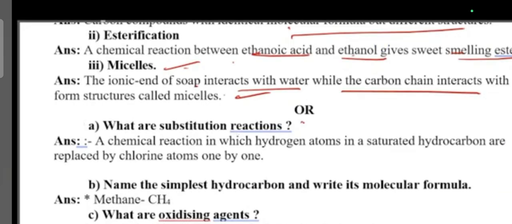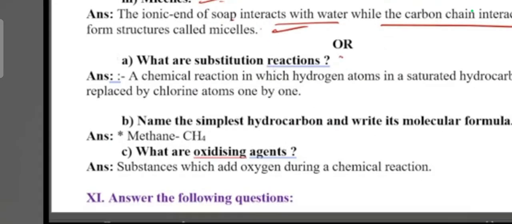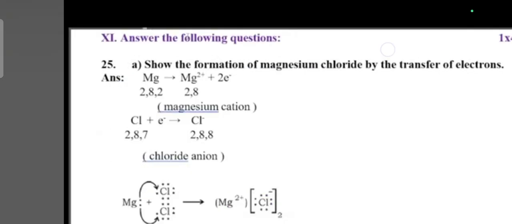Next question. What are substitution reactions? B. Name the simplest hydrocarbon and write its molecular formula. What is an oxidizing agent? Substances which add oxygen during a chemical reaction. Next, show the formation of magnesium chloride by transfer of electrons.